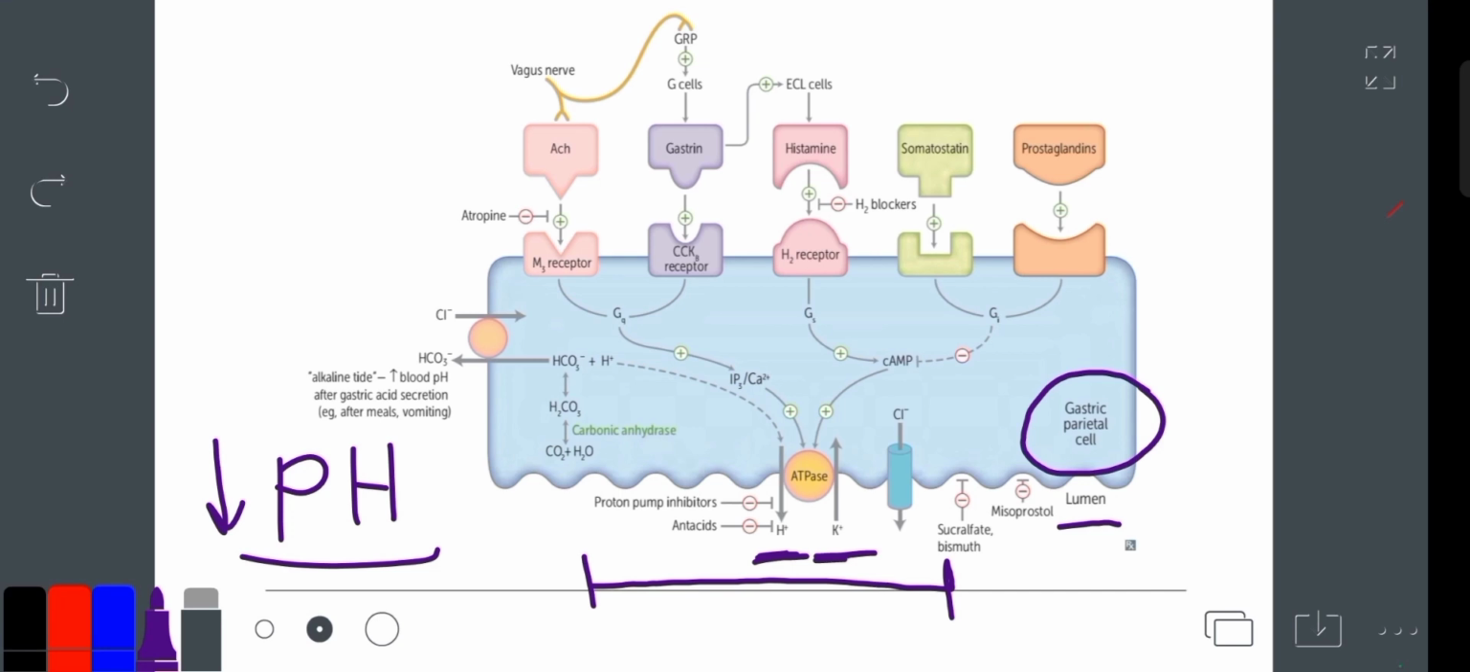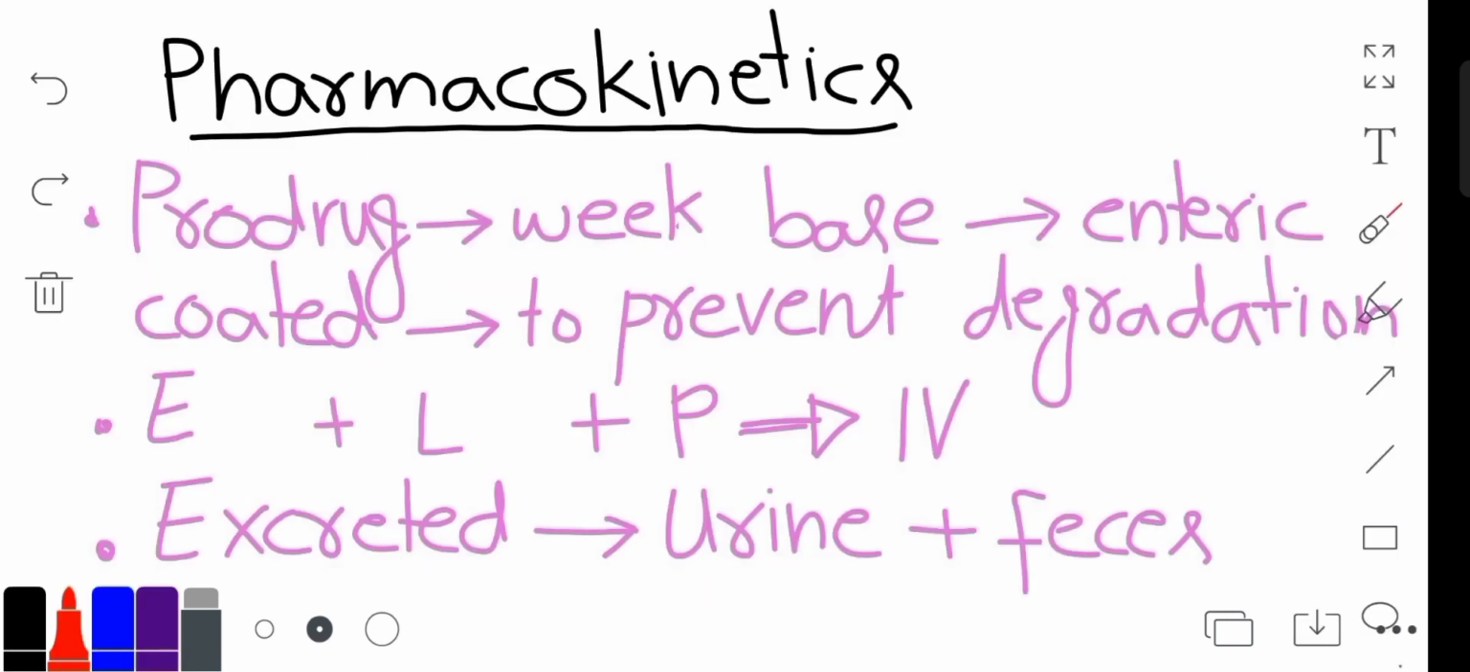Its normal action is to release hydrogen in the lumen to decrease the pH for proper functioning of pepsin. When the inhibitor binds with the ATPase channel, it is unable to release hydrogen ion, which leads to an increase in pH of the gastric lumen. If we talk about pharmacokinetics, proton pump inhibitors are prodrugs.